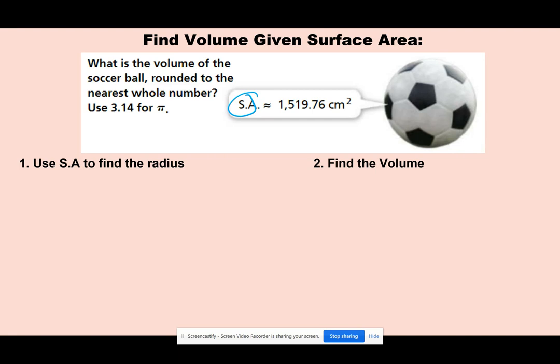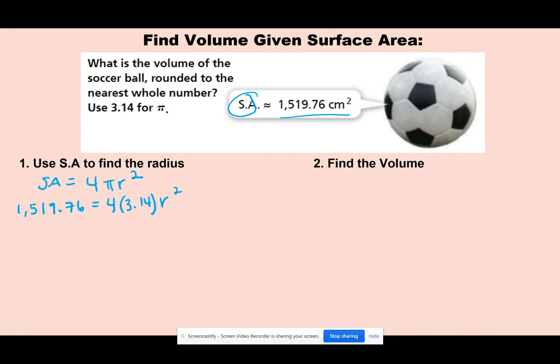If you remember, the equation for surface area, which we did a couple weeks ago, for a sphere is 4 pi r squared. So let's substitute the number we have for our surface area into this equation. I have 1,519.76 is equal to 4. Now we know pi is 3.14. We don't know our radius, so we're going to leave that alone.